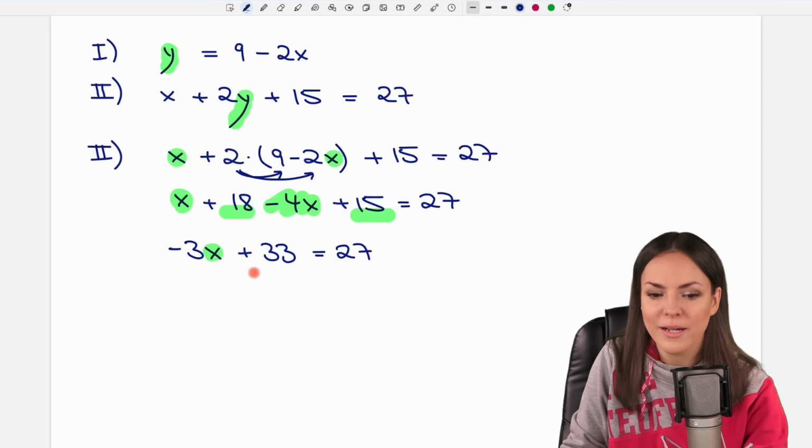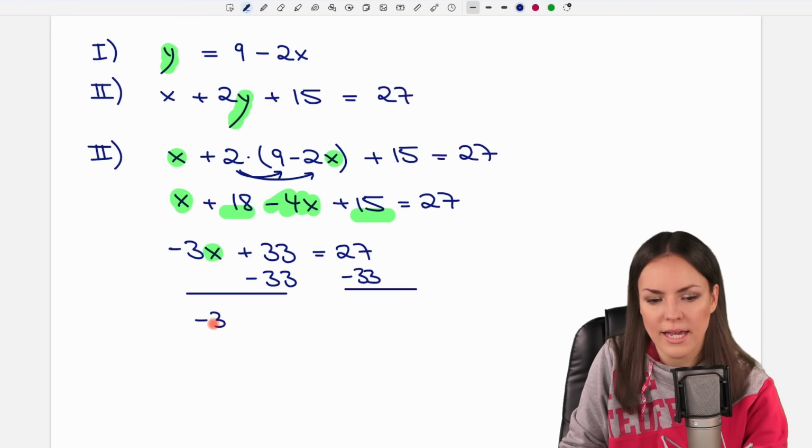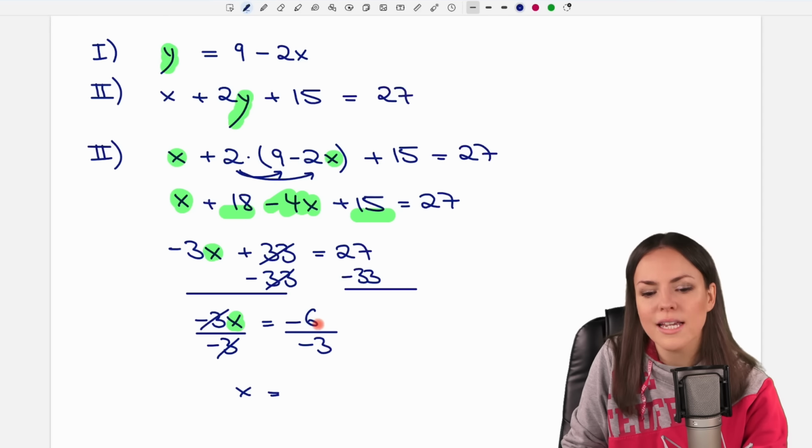Let's solve for x by getting rid of the 33 here, so we subtract it on both sides of the equation so that we have the negative 3x here, but these two cancel out. On the other side, we have 27 minus 33, which is negative 6. And to solve for x, we just have to get rid of the negative 3 here, so we divide both sides by negative 3. This cancels out, our x is left, and negative 6 over negative 3 equals 2.